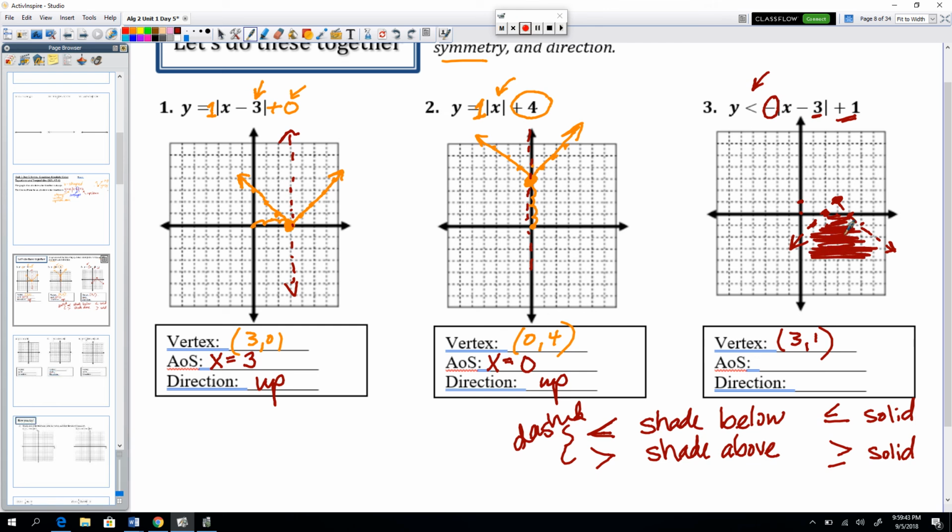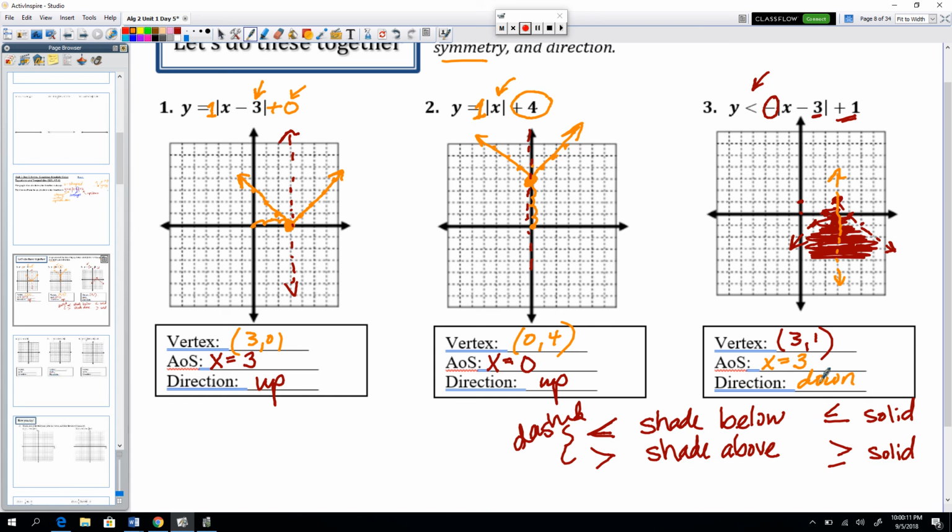And on your quizzes and tests, this is plenty of shading. You do not need to black out the entire graph. As long as you can indicate that you're shading below, you should be good. And then once again, if we're talking about axis of symmetry, the invisible line that would cut this in half is going to go straight down the middle here. The equation of that line is x equals 3. The direction of this particular absolute value graph is down because we flipped it upside down.